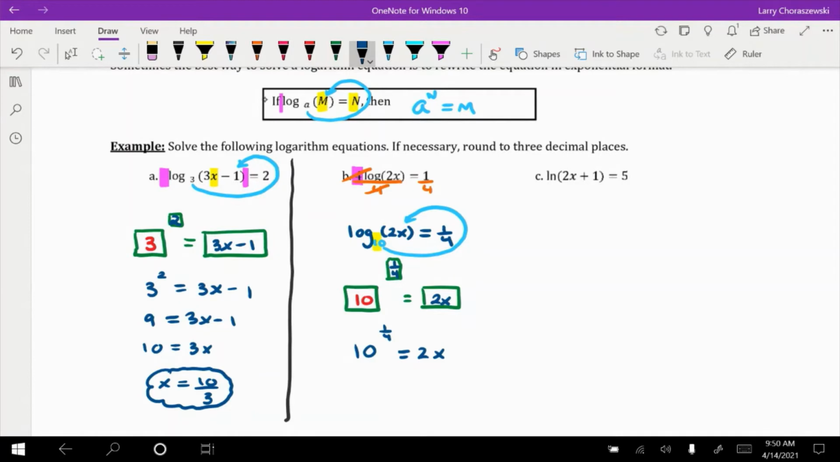And just like that, we're one step away from isolating x. What should we do to each side, folks? How about divide by 2? So x would equal 10 to the power of 1/4 all over 2. All right, any questions so far?